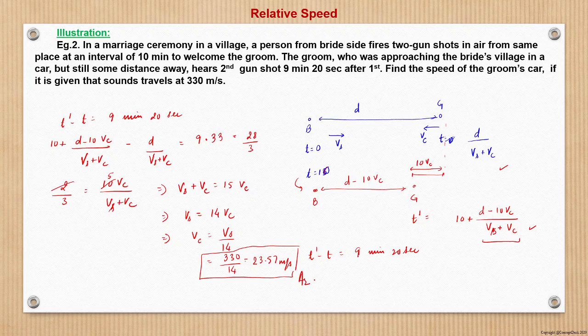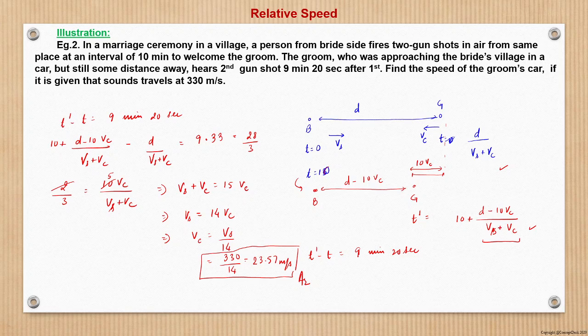Now see, we try to build up the concept, otherwise the question can be solved in seconds. Now see, basically what does it mean? We try to see in terms of relative motion that when the gun was first fired, it took some time to reach the groom. What is that time? That it reached the groom at d upon vs plus vc, where vs and vc are the respective speed of sound and the velocity of car.